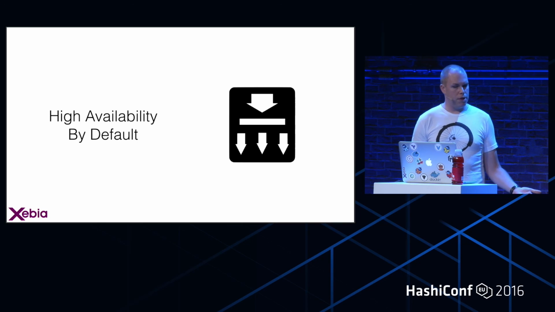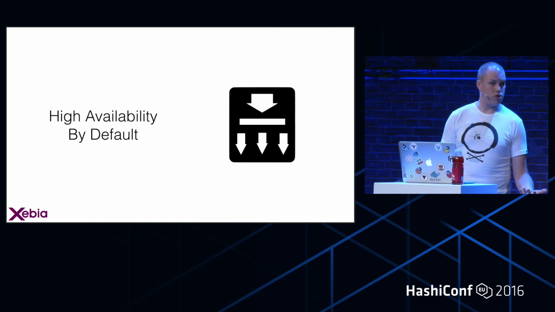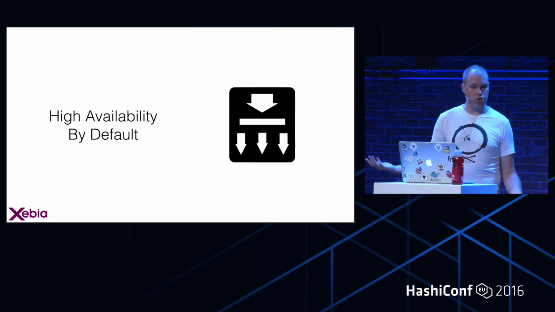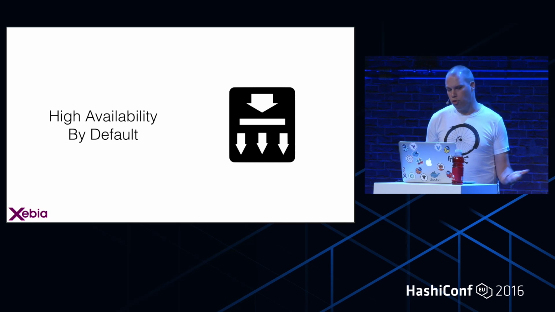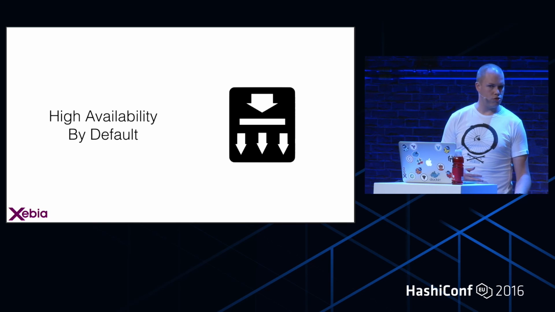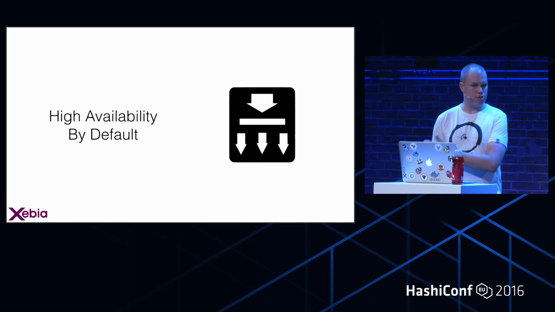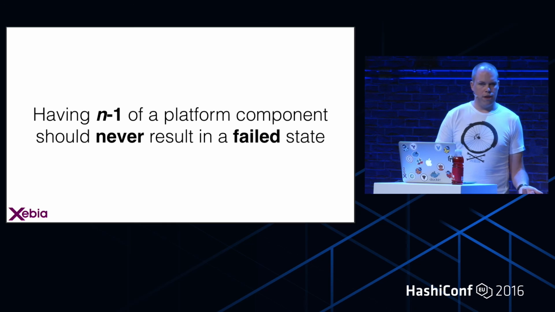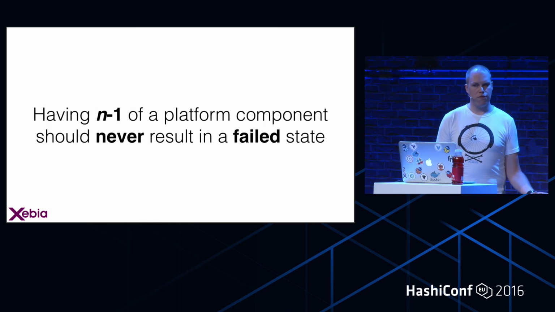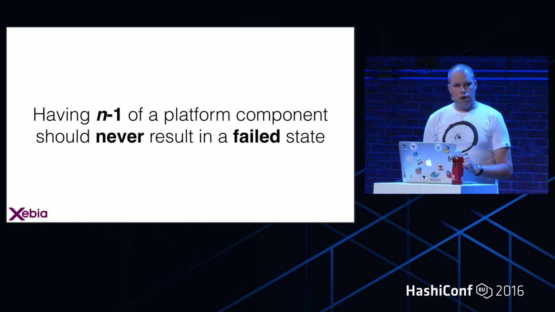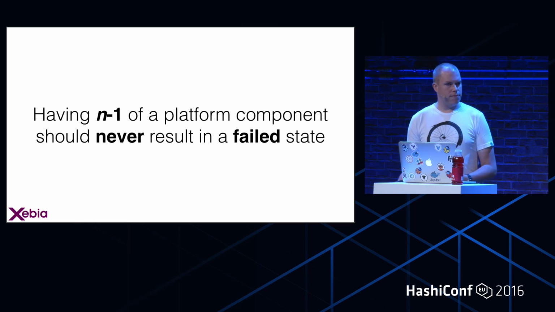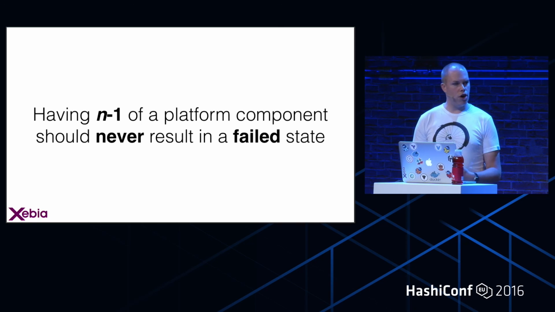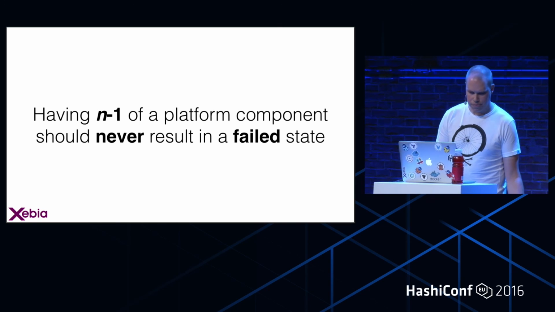So for a reference stack, it means we're running a CoreOS cluster instead of a single host. We're running Consul, which is our service discovery, and Fleet, our scheduler, in a clustered setup. We're running multiple instances of our proxies. We use load balancing in front of them, et cetera. Basically, we can lose n-1 of any component without entering a failed state, and so should you. You should always be able to gracefully degrade, because if you want to hot swap, you should be able to lose something.